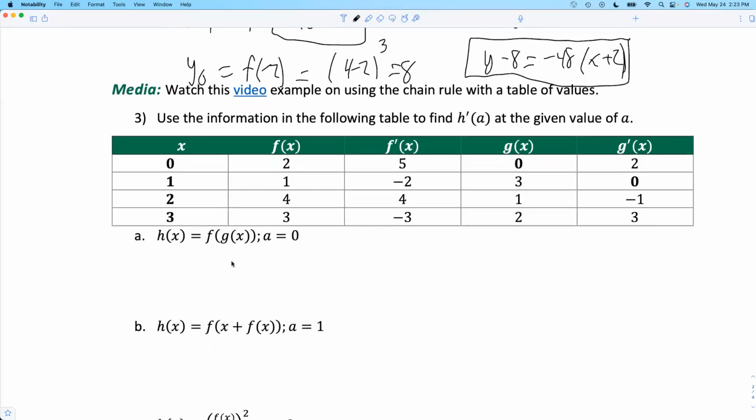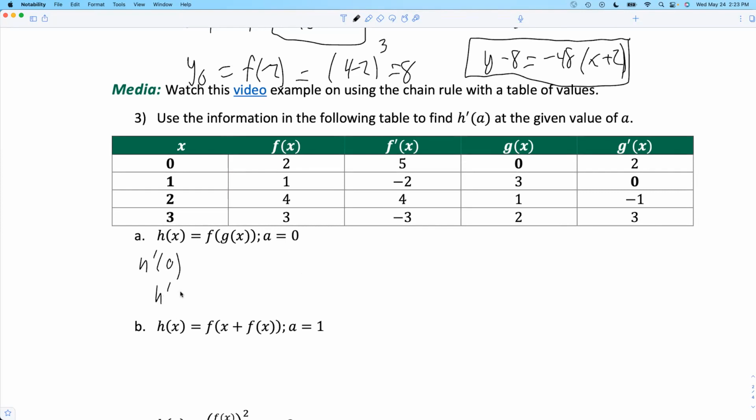Okay, let's do some of these chain rule problems using tables. These always cause a lot of trouble. Students really over or under, whichever the case may be, think these. So I am looking for h prime of 0. That's the value I'm looking for.